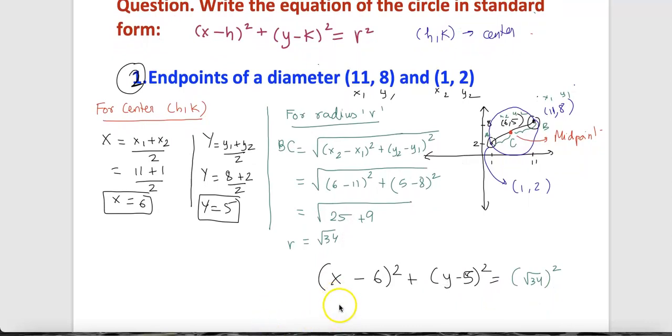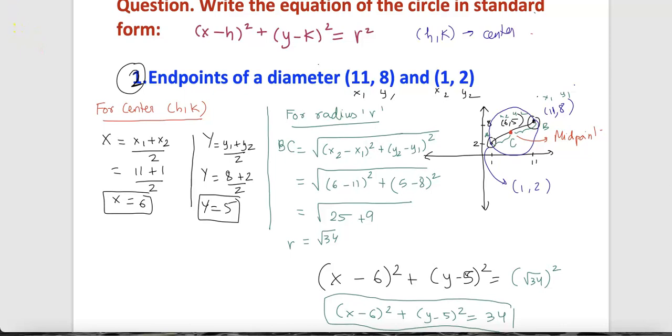I can also rewrite it in this form: y minus 5 whole square, and r square is 34. I can just write it like this also. So this is your standard form of the equation of a circle using the given values, which were the endpoints of the diameter.